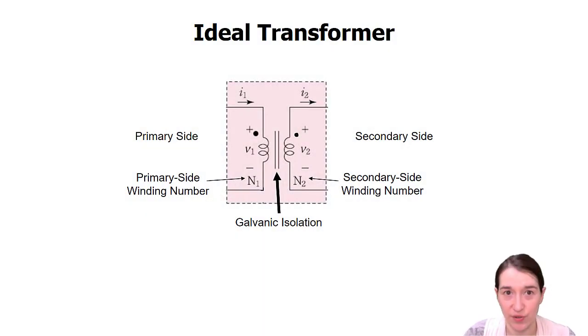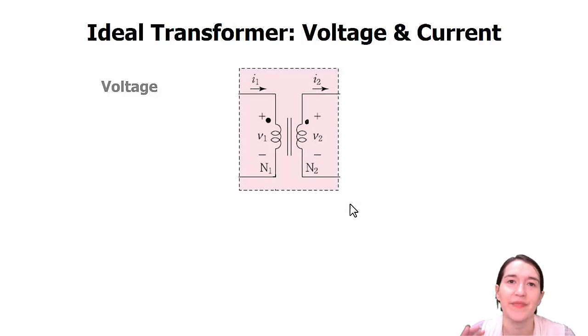We're talking about an ideal transformer, and this is the ideal transformer symbol here. We usually divide it into the primary side on the left, which has N1 turns on it, and the secondary side, and the number of turns is N2. And in between is galvanic isolation. Let's look at the voltage and current characteristics.